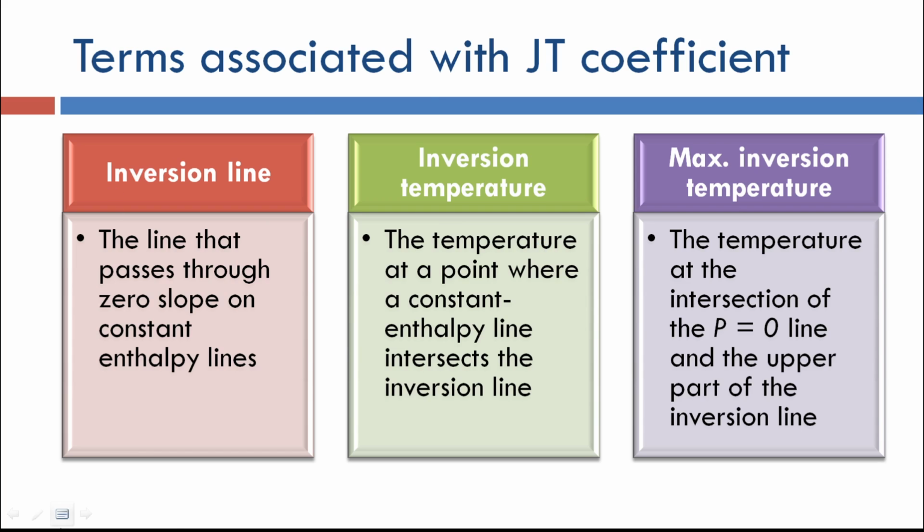So these are the important terms associated with the Joule-Thomson coefficient. Inversion line is the line that passes through the 0 slope points on constant enthalpy lines or isenthalpic lines. Inversion temperature is the temperature at a point where a constant enthalpy line intersects the inversion line. Maximum inversion temperature is the meeting point of the inversion line with the ordinate, or the P equal to 0 line.